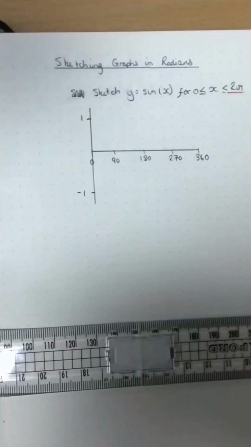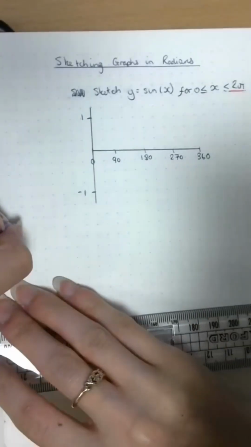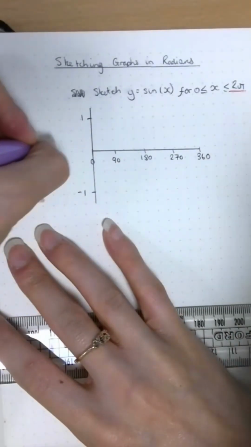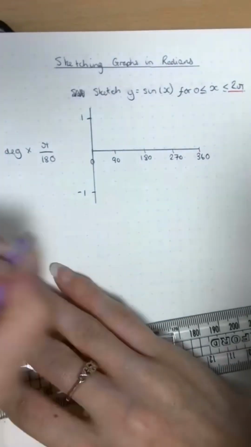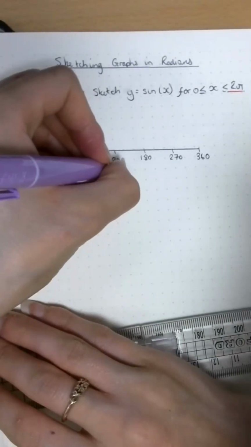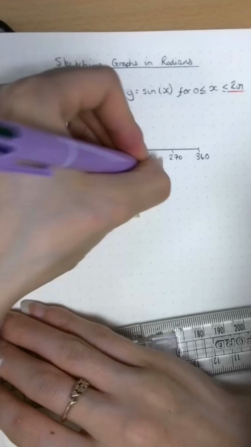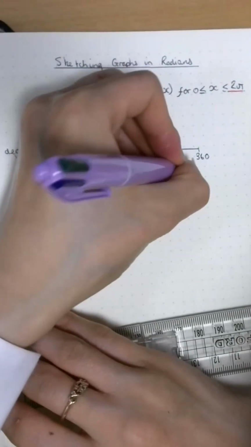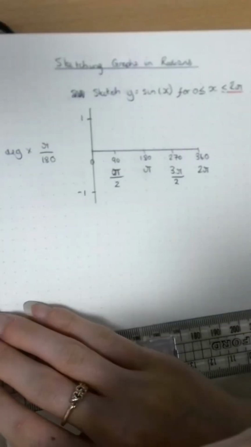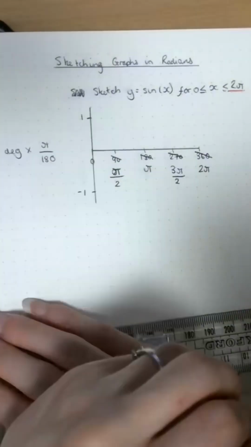So let's think about what those values would look like in terms of radians. So remember, to go from degrees to radians, I'm going to take my degrees and multiply that by pi over 180. So 90 times by pi over 180 would give me pi over 2. 180 is just pi. 270 is 3 pi over 2, and 360 is 2 pi. So they are the units we're using. So we can get rid of those now. We don't need it in degrees, we've got it in radians, and then sketch your sine graph.